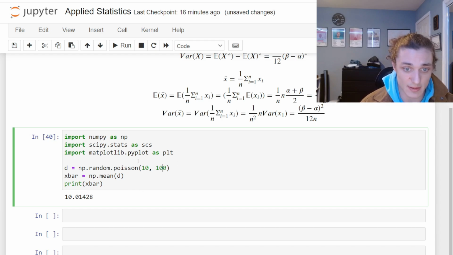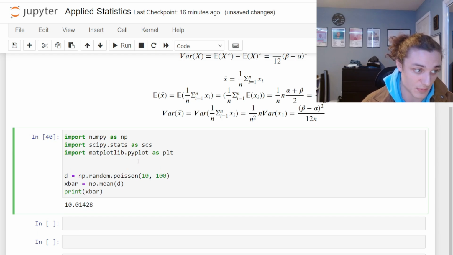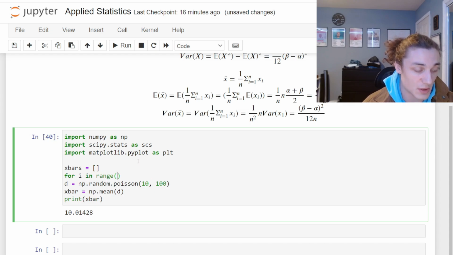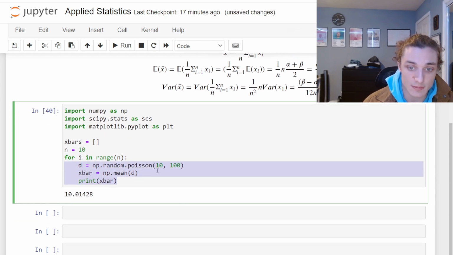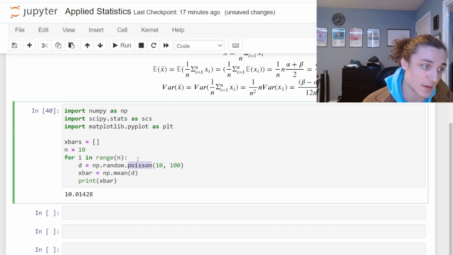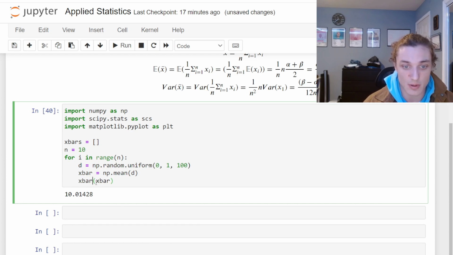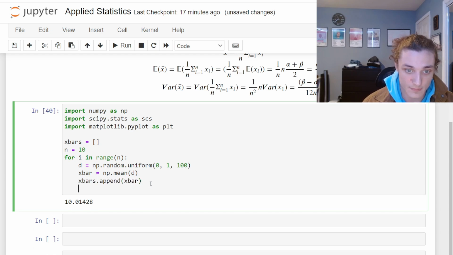How do we see the central limit theorem in action? Well, what we're going to do is essentially a Monte Carlo simulation. We're going to say x bars is just an empty list, for i in range, and let's just have n equal to, let's say, 10. Then we're going to do this simulation of 100 samples from a Poisson distribution. Again, the underlying distribution doesn't matter, but let's go back to this uniform case. So I'll say uniform, we'll say 0, 1. And then instead of printing it, I'm going to do x bars dot append x bar. Now, let's go ahead and plot this distribution of x bars.